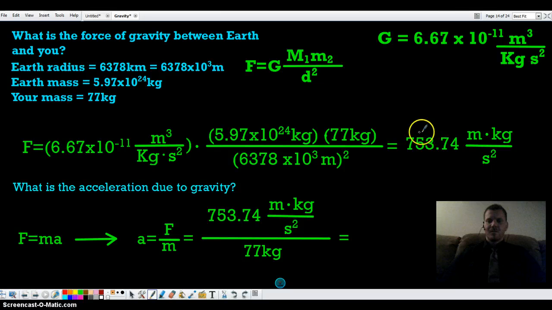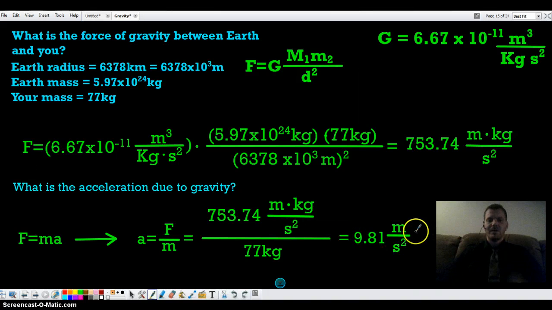Then we just plug it in. We use the force between the two objects, right? The force that we feel is 753.74 newtons divided by our mass. We want to use our mass because we want to have our acceleration, right? What kind of acceleration do we have towards Earth? So we have to use our mass. And we come up with, look at this, 9.81 meters per second squared. This number right here should seem very familiar to you. This is the constant we use for our acceleration towards Earth, 9.81 meters per second squared.